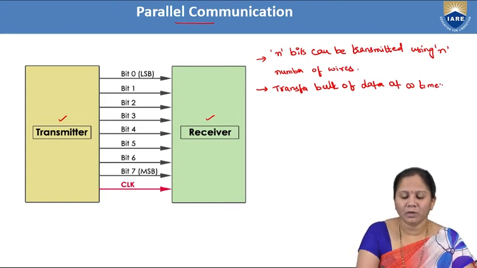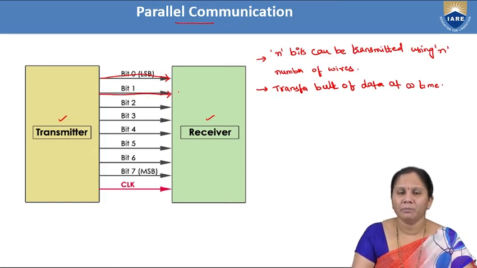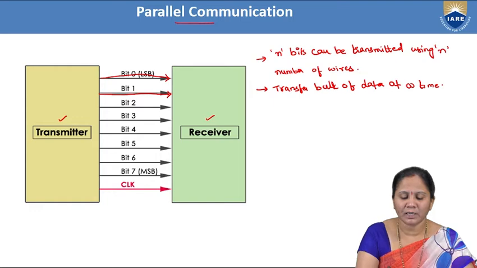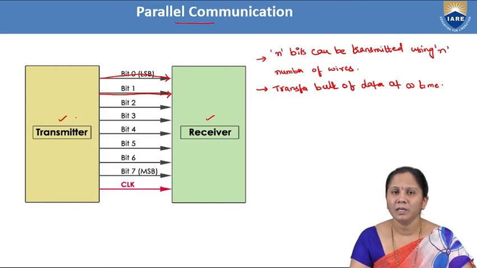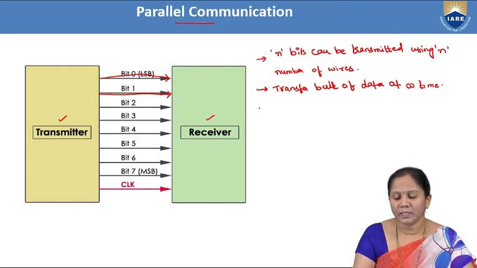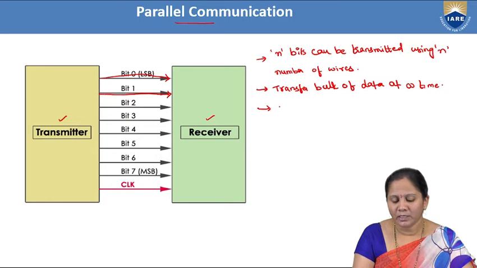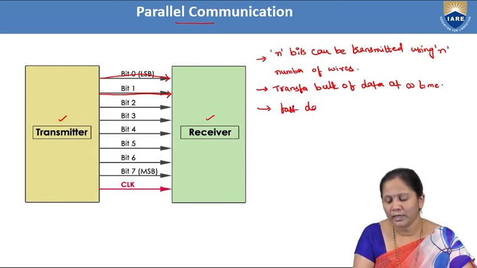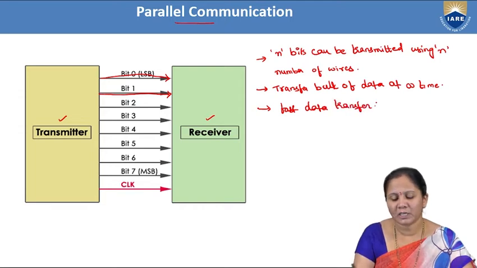Because there are n number of wires present between the transmitter and receiver, if there are n number of bits, by using these n wires the data can be transmitted between transmitter and receiver. So since we are transmitting a bulk of data at a time, it takes place as fast data transfer, because bulk of data will be transmitted from transmitter to the receiver.